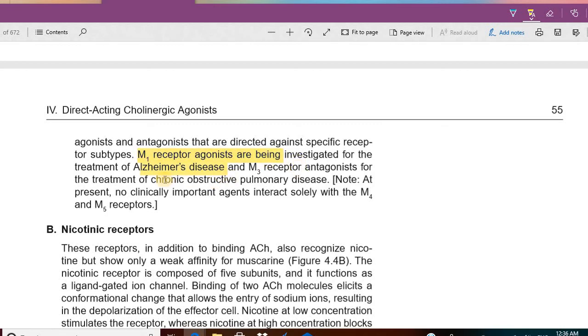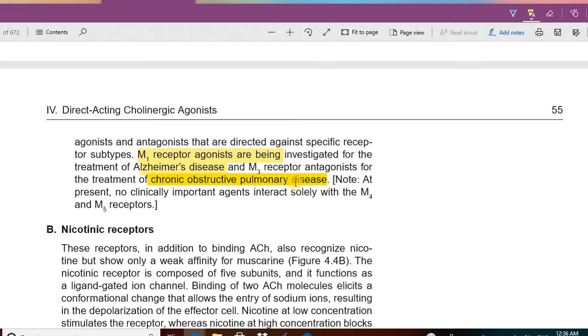M3 receptor antagonists are used for the treatment of chronic obstructive pulmonary disease, COPD, because the M3 receptor is involved in the lungs. At present, no clinically important agents interact solely with the M4 and M5 receptors.